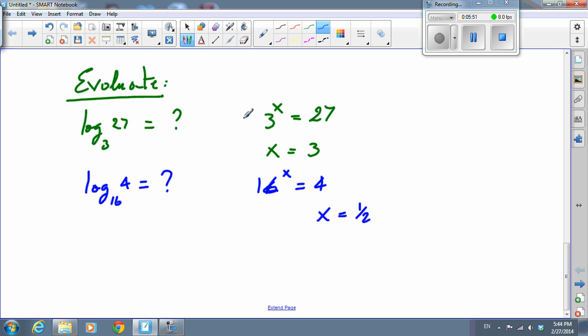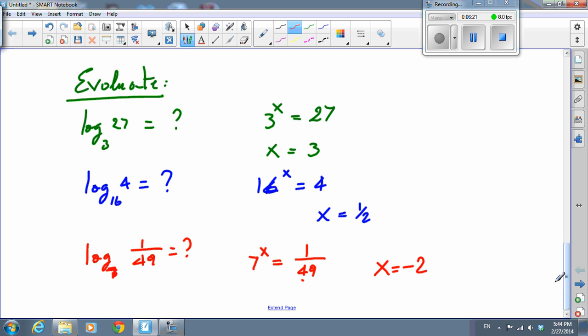One last one. I will say log base 7 of 1 over 49 is equal to what? In other words, you will say 7 to the power of x is equal to 1 over 49. Well, at this point, to get 49, you need a square. To be on the bottom, you need a negative. So x is equal to -2. These are an easier way to solve log functions.